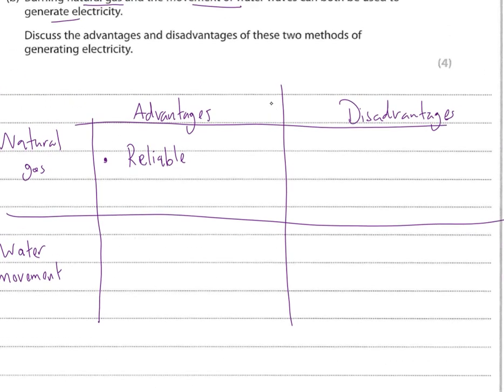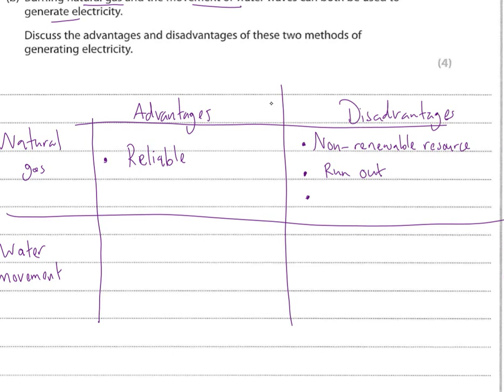Now what are the disadvantages of using gas? Gas is a non-renewable resource. So what does it mean if it's non-renewable? It means that eventually it's going to run out. Okay, now what else do we have?